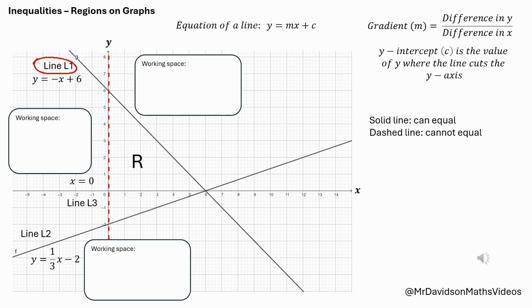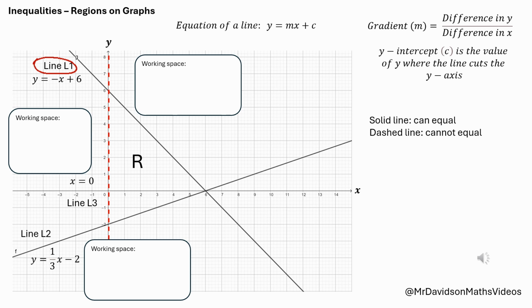this is the line y equals -x plus 6. Now the region that we want is below this line. This is underneath. So the inequality that we want is less than. However, we've got a solid line, which means that it can equal, so this is less than or equal to. So we just write y is less than or equal to -x plus 6.